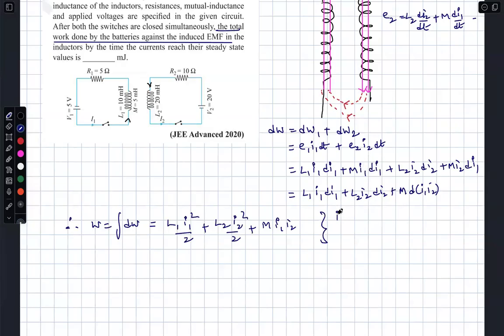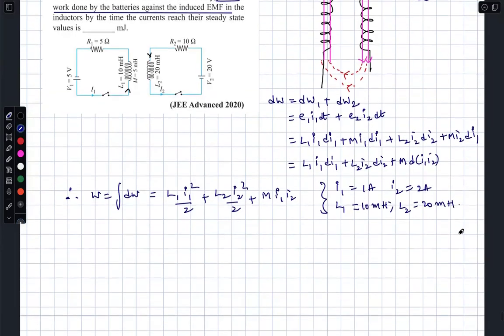How do you get I1? I1 is the steady state current. 5 volts, 5 ohms, 1 ampere. I2, 20 volts, 10 ohms, 2 amperes. L1 is given as 10 millihenry. L2 is given as 20 millihenry. And W is equal to 55 millijoule.